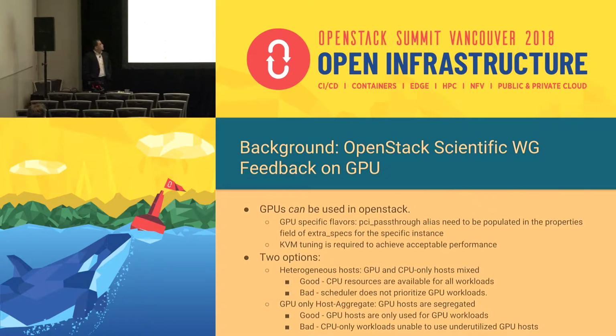For the GPU, we have the requirement from public cloud. They want to use GPUs in OpenStack, and nowadays GPUs can be used in OpenStack. If you listened to the keynote this morning, vGPUs are already supported in Nova. Currently, if you want to use GPUs, you define GPU-specific flavors and PCI passthrough in the extra spec. But regardless of how you use it, you still have pros and cons, and you still need to tune KVM to achieve acceptable performance. That's why we want Cyborg.